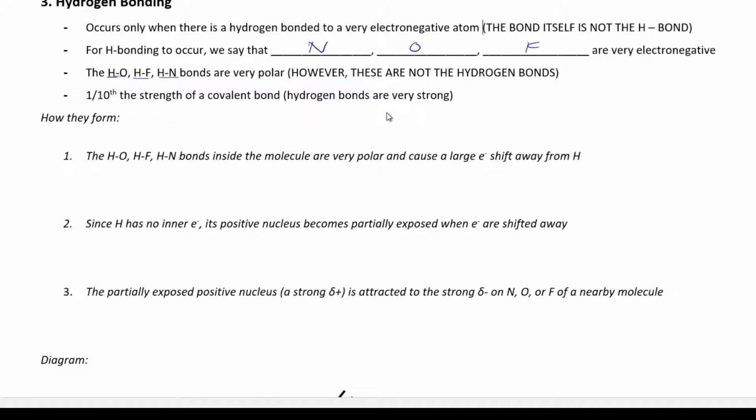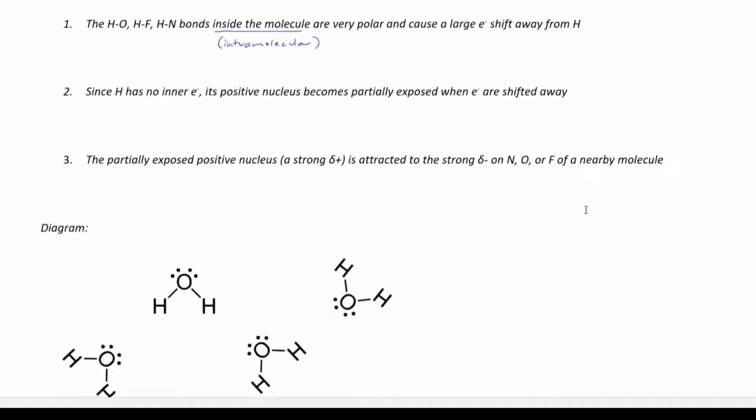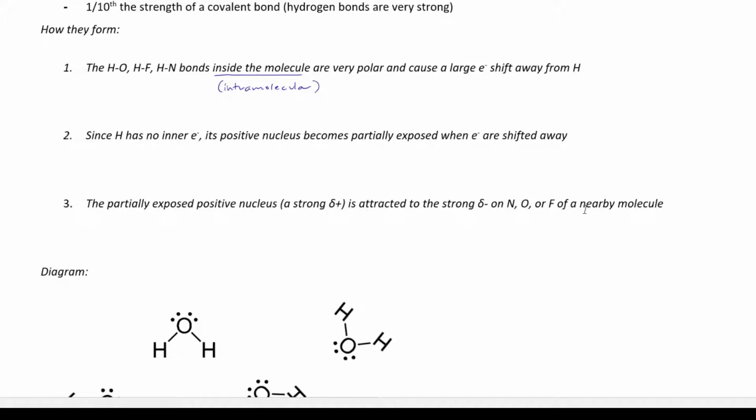So hydrogen bonds are very strong. They're about 1/10 the strength of equivalent bonds. Okay, and here's how they form. The bonds of H to O, H to F, H to N inside the molecule, and because they are inside the molecule, we would say that those are our intramolecular bonds. Those are very, very polar, and they cause a large shift away from the hydrogens. Since hydrogen has no inner electrons, it has no nuclear shielding, so once those electrons shift away from hydrogen, we basically have a positive nucleus that's partially exposed.